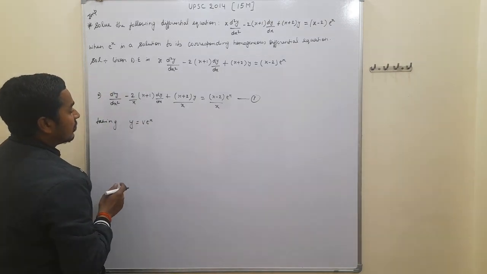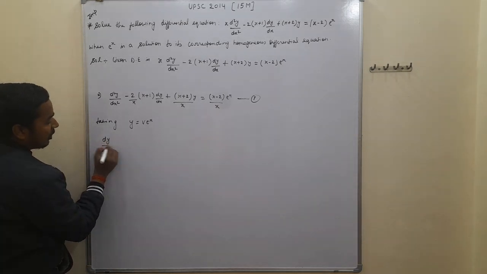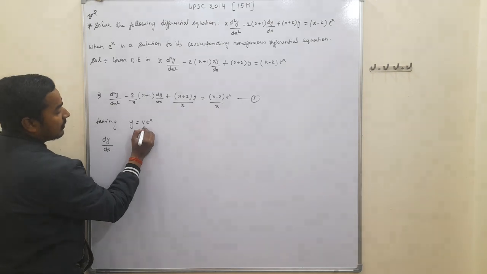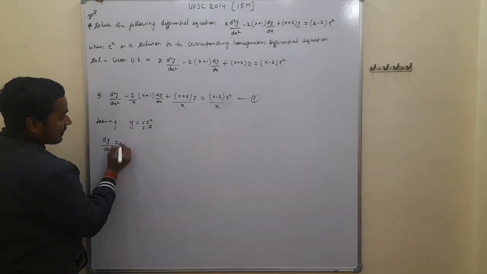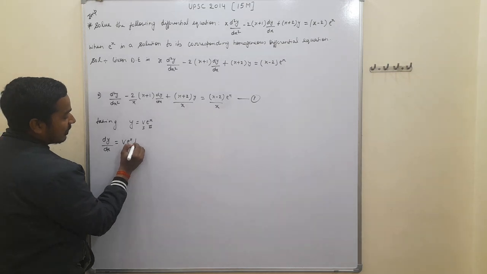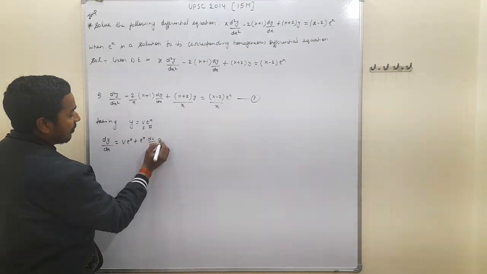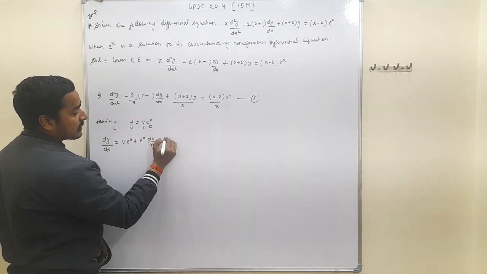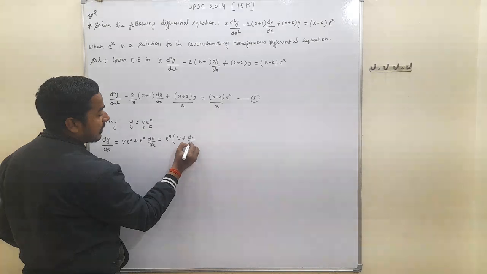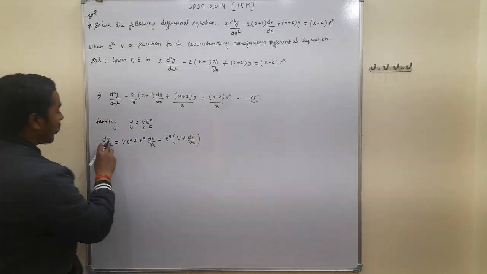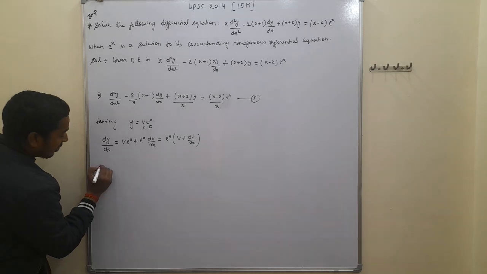with respect to x, this gives dy upon dx, and here v is taken as the first function and e to the power x is the second function. Differentiating, this gives v into e to the power x plus of e to the power x into dv upon dx, and from here we take common e to the power x. This gives v plus of dv upon dx.